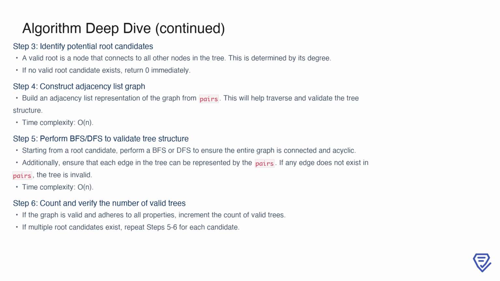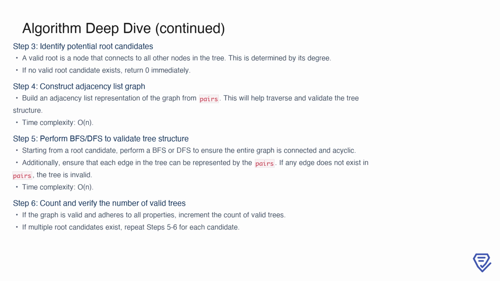This is a key step as it allows us to efficiently traverse and validate the tree structure. Using the adjacency list, we then perform a BFS or DFS starting from a root candidate. This traversal ensures that the graph is both connected and acyclic. Additionally, we verify that every edge in the tree corresponds to a pair from the input. If any edge is missing or invalid, the tree cannot be constructed.